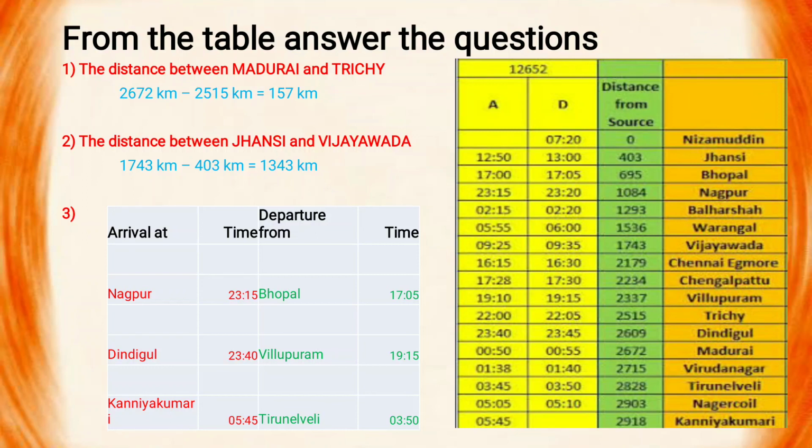Here arrival at Dindigul is 23:40 and arrival at Kanyakumari is 5:45. The departure time for Bhopal is 7:15, the departure time for Viluppuram is 19:15, and the departure time for Tirunelveli is 3:50. So using this information we are going to find out the answers. Thank you, students.